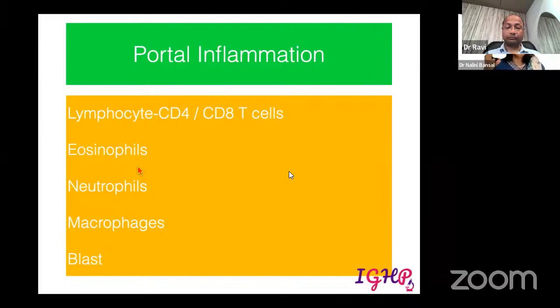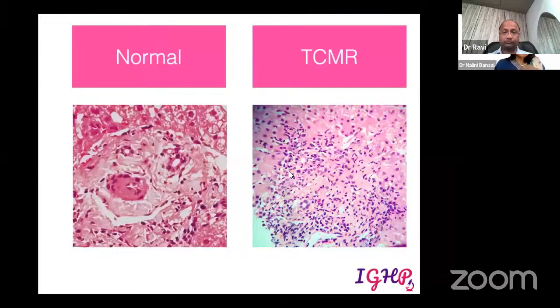So we have to be very careful when we look at this infiltrate, what the component is and where it is present, to differentiate drug-induced liver injury from the actual rejection infiltrate. And if we see neutrophils, we need to differentiate them from the biliary pathologies. And then blasts are relatively specific for portal inflammation of rejection infiltrate. They are rarely seen in other pathologies.